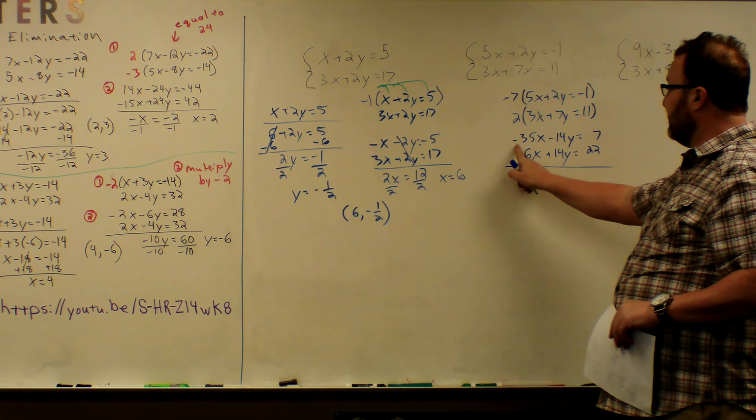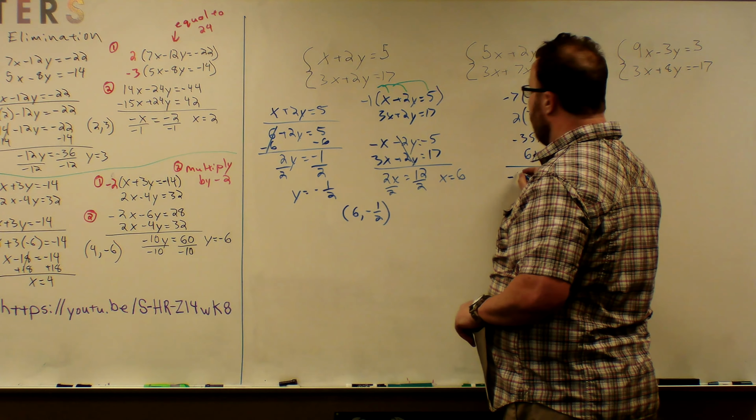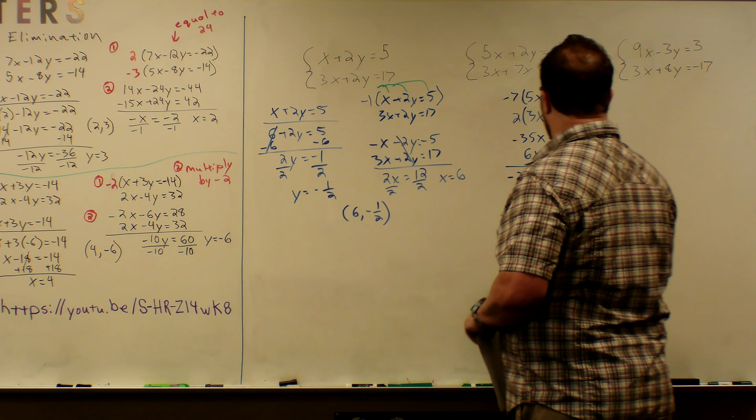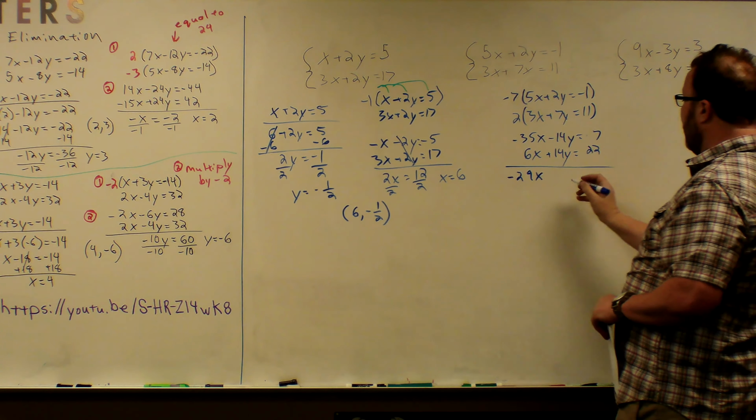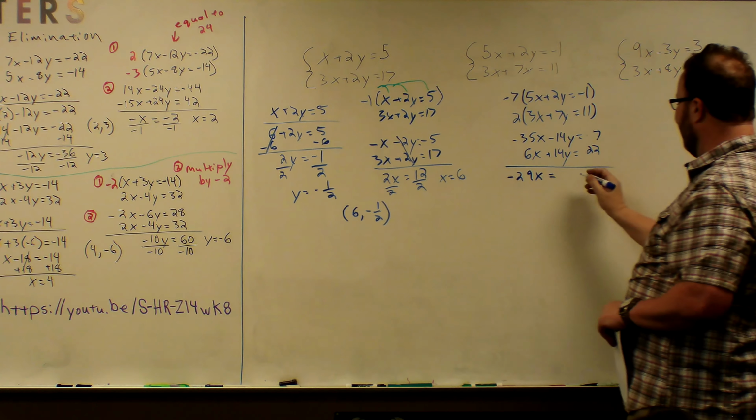So, now this is negative 35 plus 6, so it's going to be minus what? 29x. Good. This cancels out. We're not worried about this. Then we're going to come over to here. 7 and 2. Look what just happened. 29, right?